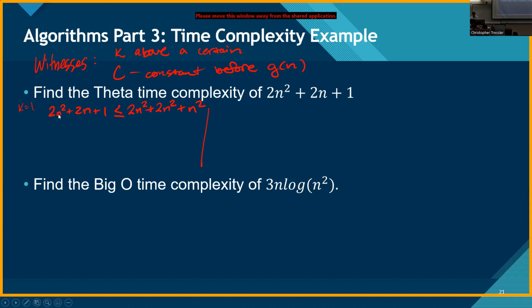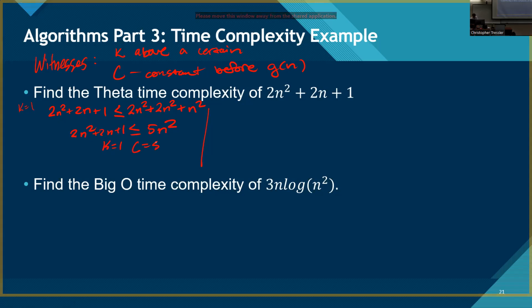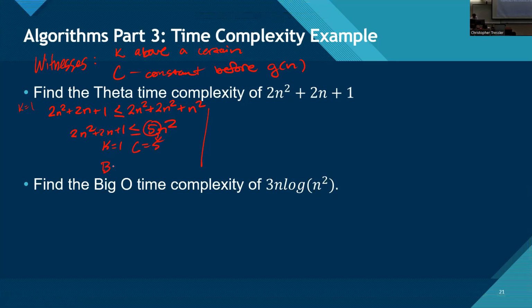Okay, cool. So now we're going to simplify that. We have 2n squared plus 2n plus 1 still on this side. If we simplify this, what do we get? We get 5n squared. So then we can see right here, we proved that k is 1 and c is equal to 5, because that's our constant right there. Big O is n squared. Big O of n squared.